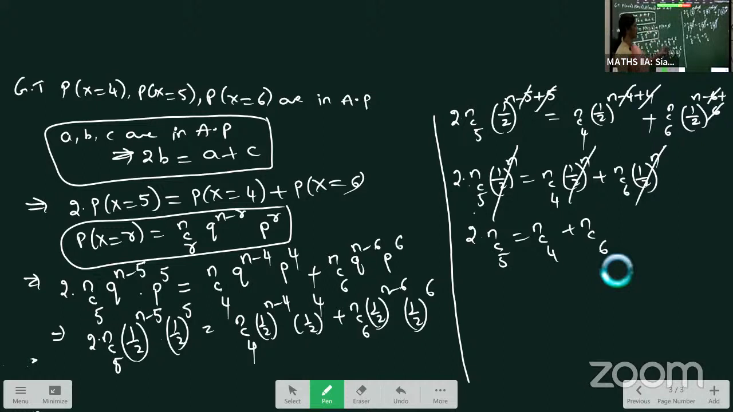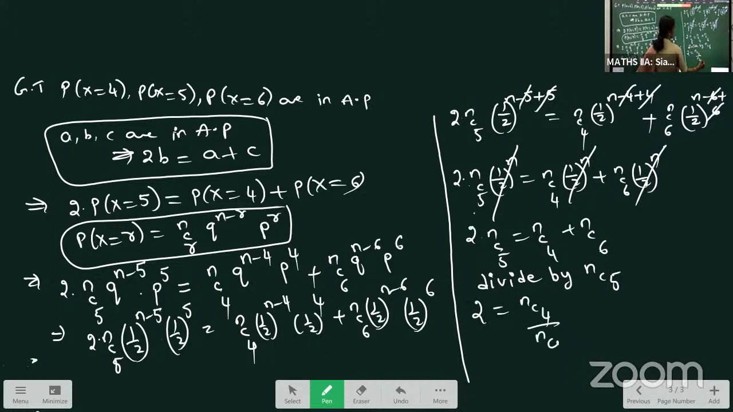There are many ways to simplify this. Here, what I am doing is dividing both sides by nC5. So only 2 will remain, equals nC4 by nC5, because we are dividing, plus nC6 by nC5. So left out is 2 equals nC4/nC5 plus nC6/nC5.